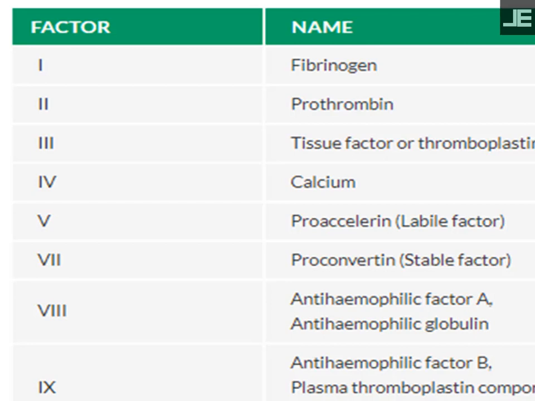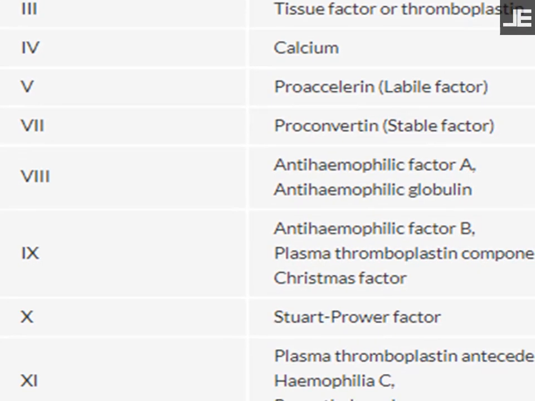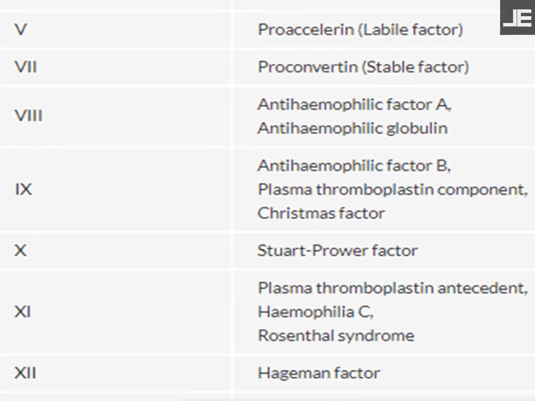Now from 8, 9 and 10 downwards it becomes easier. Clotting factor 8 is anti-hemophilic factor A. Clotting factor 9, same thing, anti-hemophilic factor B. Then we expect clotting factor 10 to be anti-hemophilic factor C, but no, not that. It becomes the Stuart-Prower factor. It just skips the rule of AB. And then the C comes as the 11th clotting factor, being anti-hemophilic factor C.